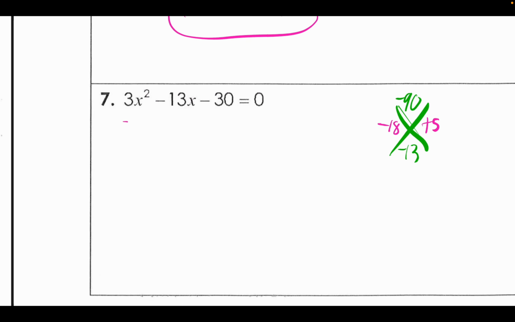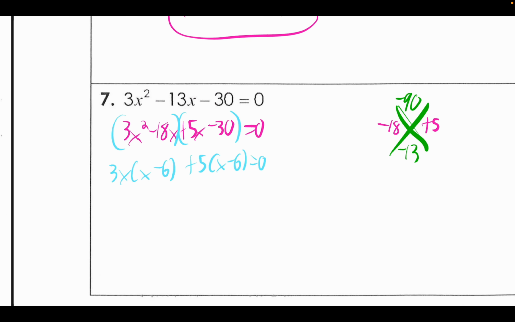No shortcut here because a is not 1, so we get 3x squared minus 18x plus 5x minus 30 equals 0. I wrote cubed, but it's squared, and I forgot to have it equal to 0. We put the first 2 in parentheses, last 2 in parentheses. The first 2 have a GCF of 3x, and we're left with x minus 6. The last 2 have a GCF of positive 5, and we're left with x minus 6 again. Those are the same, which they should be, otherwise that means we made a mistake. So we put the x minus 6 in one parenthesis, and the leftovers in the other parentheses, 3x plus 5.